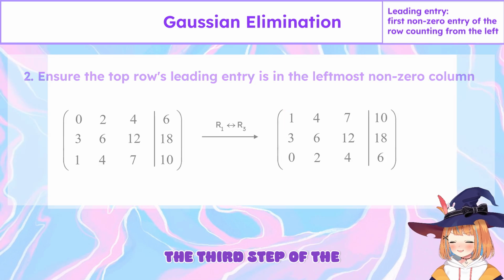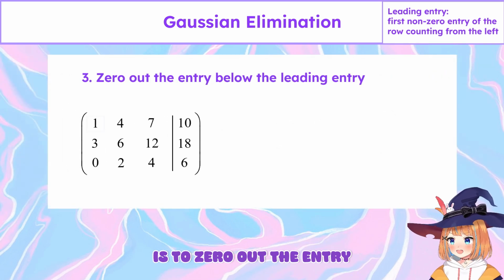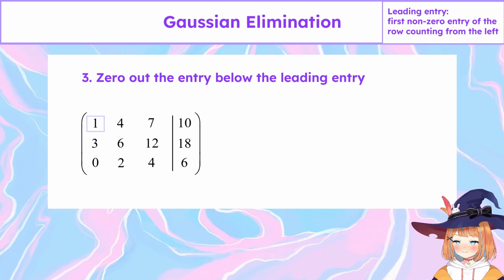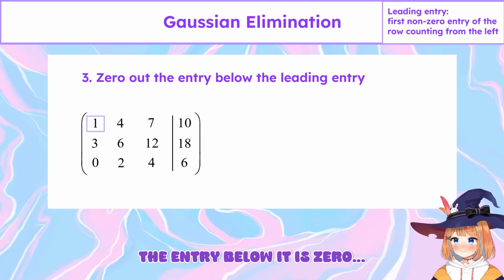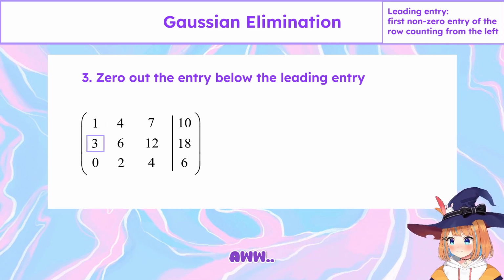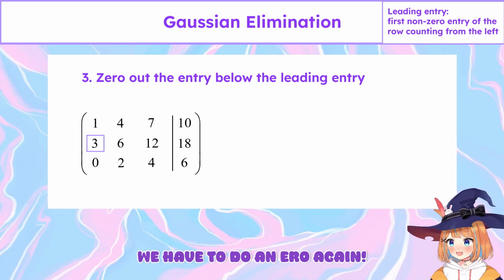The third step of the Gaussian elimination is to zero out the entry below the leading entry. Let me find the top row's leading entry. Alright, here we go! Now, we check if the entry below it is 0. Oh no, it's a 3. Aw, we have to do ERO again.